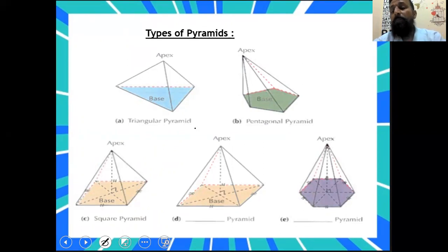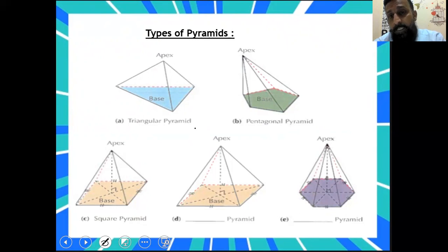If there is a triangle in the base of the pyramid, we will name it as a triangular base pyramid. If there is a rectangle in the base of the pyramid, we will name it as a rectangular base pyramid. Now consider these examples, boys and girls. Number one, we can see there is a triangle. We will be naming it as a triangular base pyramid.